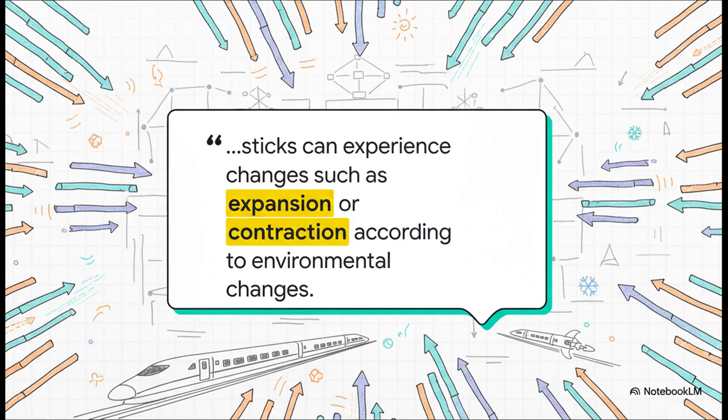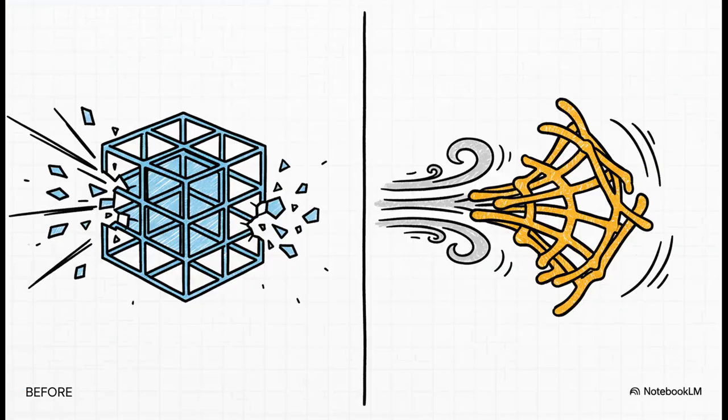Okay, now this next part, this is what really just blew my mind. The paper says, and I'm quoting here, that all these integrated sticks can experience different changes such as expansion or contraction according to environmental changes. So what does that mean? It means the structure isn't rigid. It's designed to be nonlinear, to be adaptable. Instead of just shattering under pressure like a stiff board, it can actually flex and absorb that force. This makes it way more resilient, way stronger.